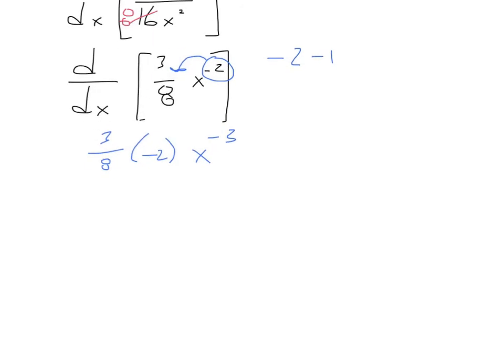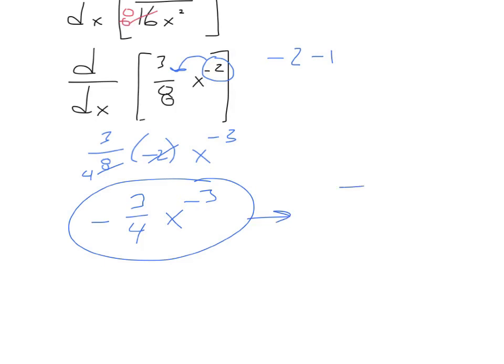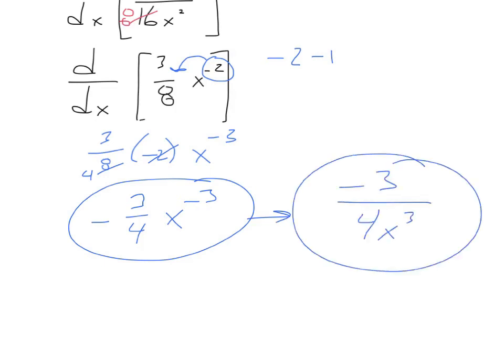So if I simplify this further, the 2 and the 8 will drop down to a 4, so we're looking at negative 3/4 x to the negative 3rd. We could leave it there, or we could make it negative 3 over 4x cubed. Either one of those would be acceptable. On free response, I'm fine with either one. On multiple choice, you're of course going to have to find the one that's there on the test.